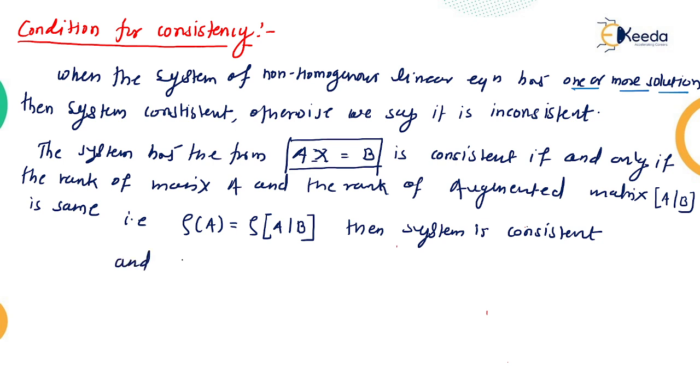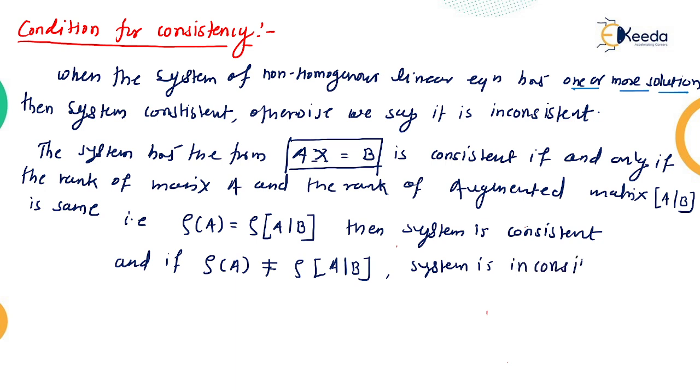And if the rank of matrix A is not equal to the rank of the augmented matrix, that is the combination AB matrix, then the system is inconsistent. This is a very easy condition for consistency. If the ranks are the same, then the system is called consistent. If the rank is not equal to the rank of the augmented matrix, meaning the ranks are not the same, then the system is called inconsistent.